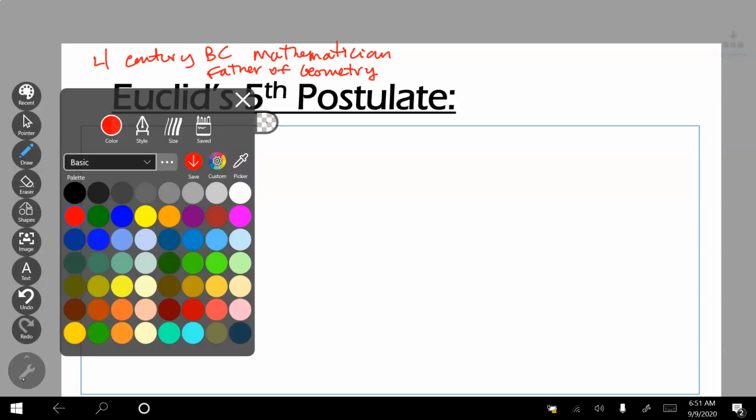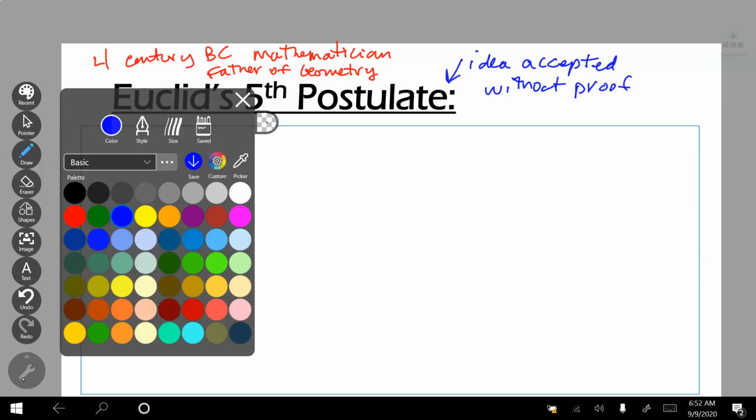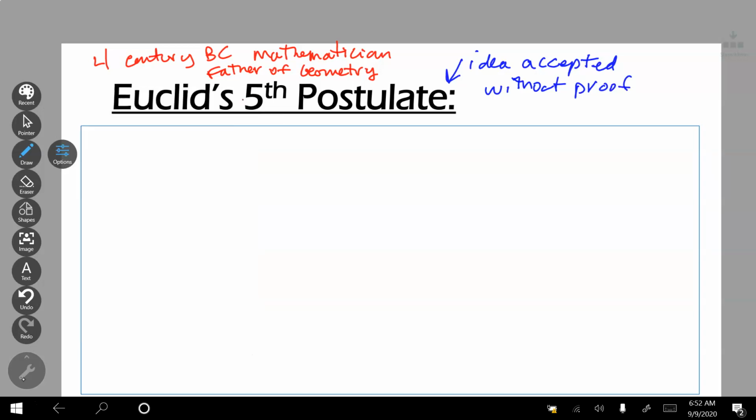And then we're going to talk about a postulate. A postulate is an idea that we accept without any proof, as opposed to other things that we have in geometry that we call theorems, which can be proved.